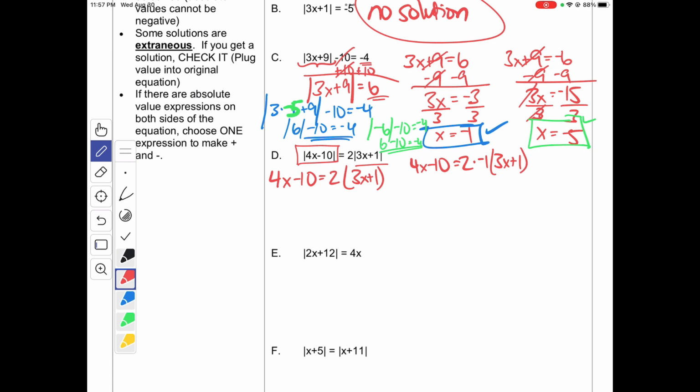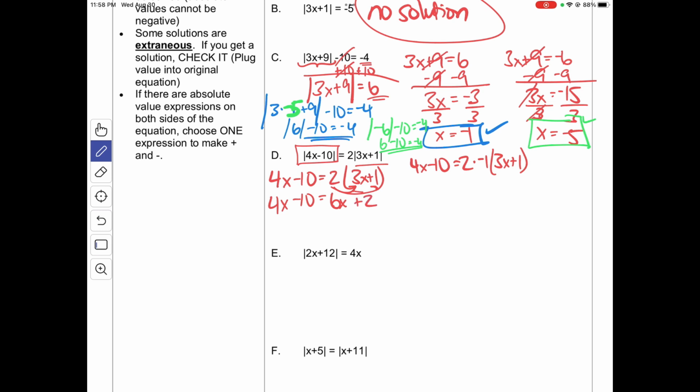So that expression here that's in absolute value on the right side of the equation, that expression can either be positive or negative. So let's go ahead and solve the equation. The easiest way to approach this is to go ahead and do the distributive property to get rid of the parentheses there to simplify what's on the right-hand side of the equation. So 4x minus 10 equals, let's see, 2 times 3x is 6x, and 2 times 1 is 2.